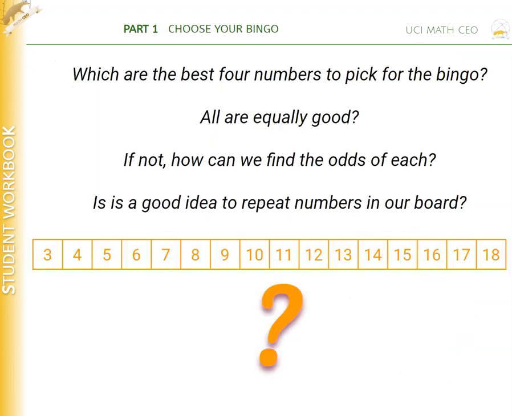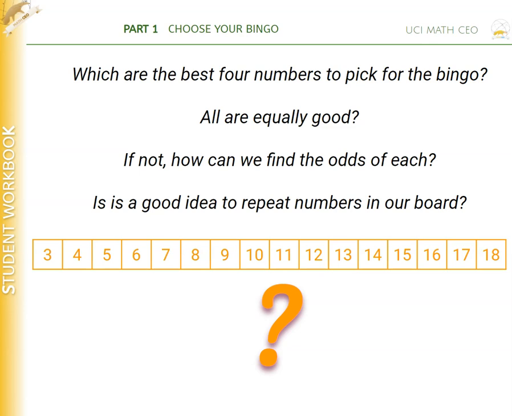So the natural questions after playing the game and deciding who won is: which are the best 4 numbers to pick for the bingo? We see right away that 1 and 2 are not good options because it's just impossible to add to 2 or add to 1 when you roll 3 dice. But the next question is, are they all equally good? So it doesn't really matter, it's just a totally random bingo in which there's no strategy in picking numbers.